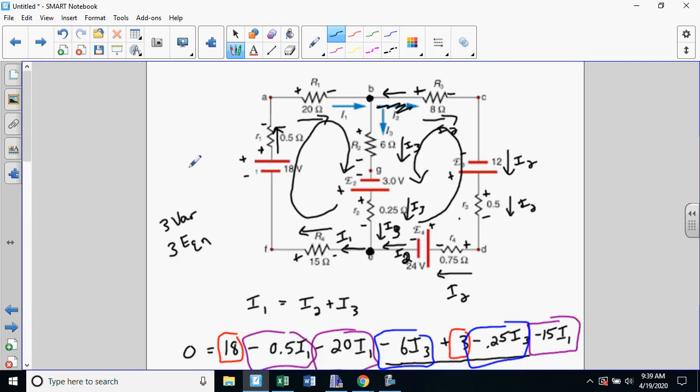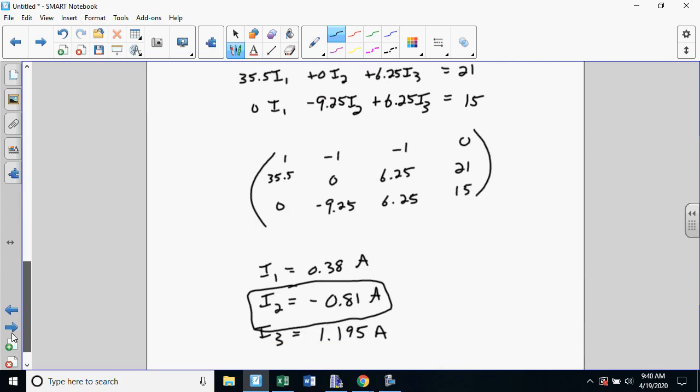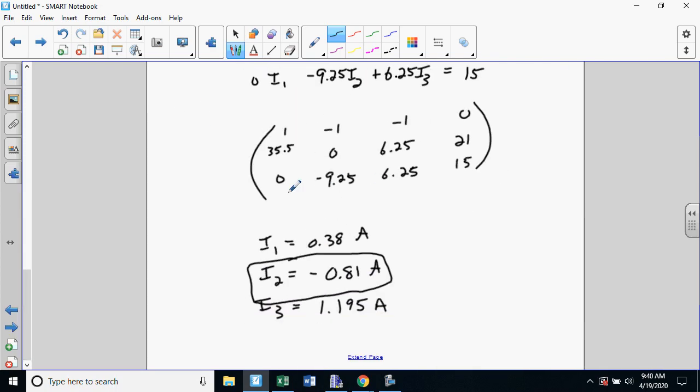Now this was probably obvious to a lot of you because of this 24-volt battery. This is the strongest battery in the entire circuit. I have the 24 and the 18. They are the strongest batteries in the circuit. So it would really make sense that the 24-volt is going to push current this way. But I purposely chose I2 to go in that direction just to show you what happens if you make a mistake and you choose the wrong direction of current. As long as you go through the problem solving correctly, it's going to fix itself in the end. It's going to let you know what the direction of that current should have been. So it's pretty nice as long as you can just trust the math and do the matrix pretty simply. Okay?